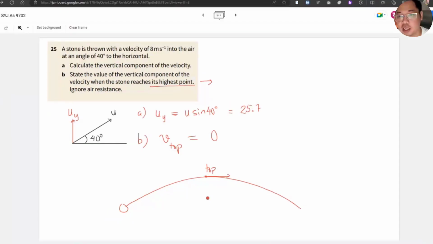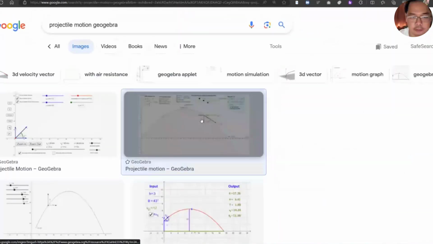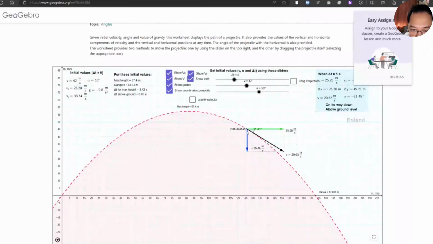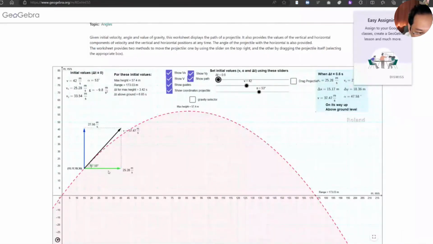Let me show you an illustration of that in GeoGebra here. So we have the two vectors, two colors. Okay, the green vector is the horizontal velocity. The blue vector is the vertical velocity. And the actual velocity is this black vector, which is tangent to the path of the object.